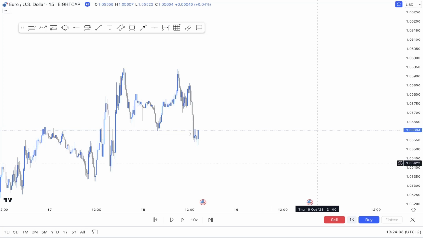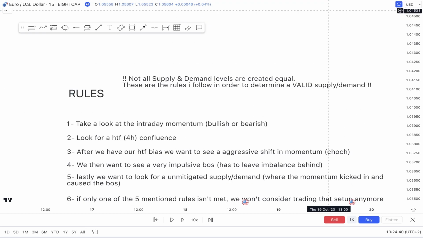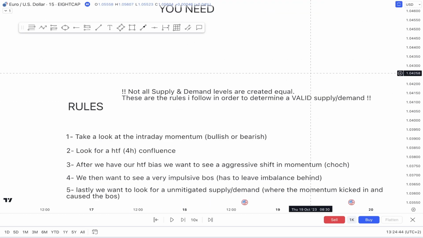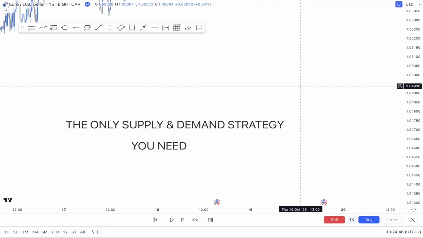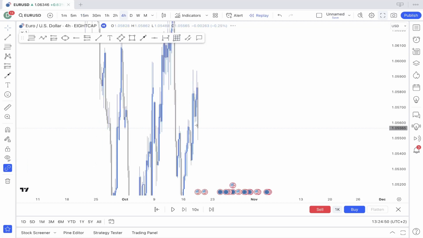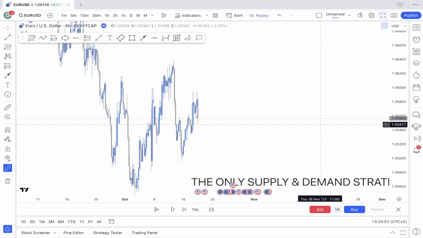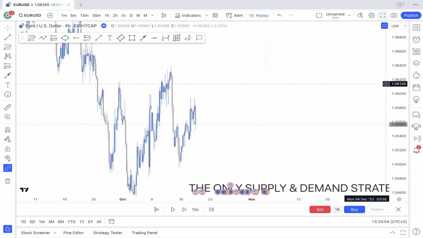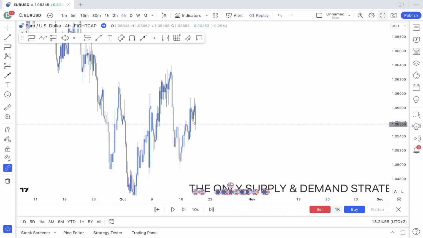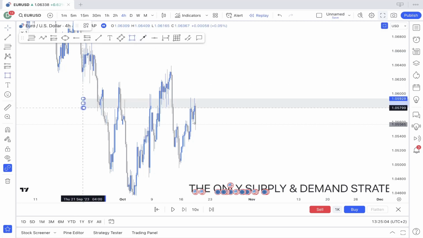Right now, step number 2 is to look for a higher time frame bias or confluence. All right. So we are going to check the 4-hour to see if we have any higher time frame confluence. And okay, so on the 4-hour, if we zoom out, we can see that we are in a massive downtrend. All right, and we could say that price was rejecting from this 4-hour point of interest.